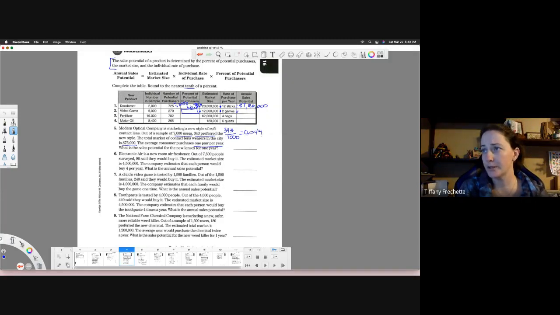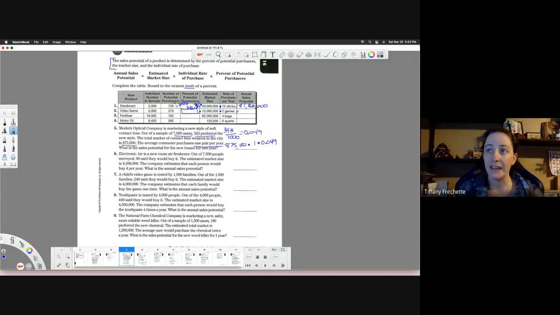And that'll move over for your percentage. They're not actually asking us for the percentage in this one. So we just need this number so that we can fill in this equation. So now that's the percent of potential purchasers. The individual rate of purchase would be one pair, so just one. And then estimated market size would be this 875,000. 875,000 times 1 times 0.049.